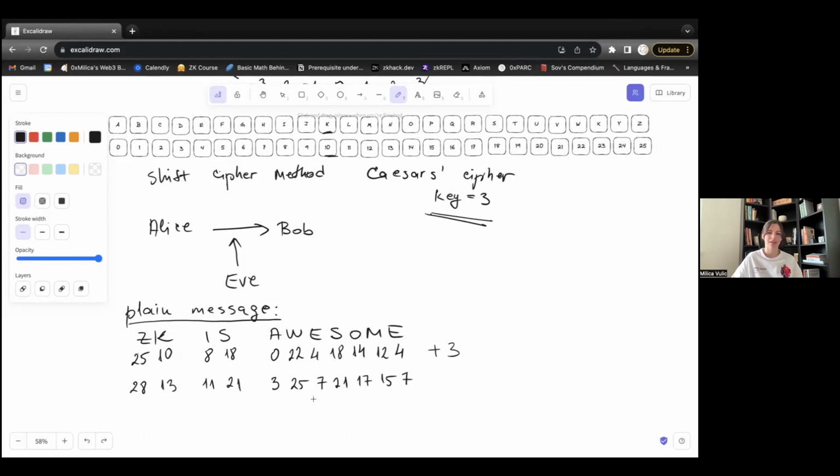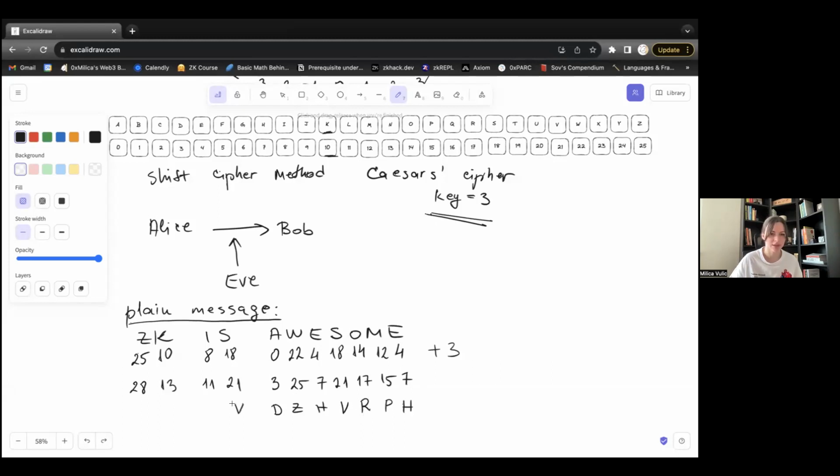Okay. So if we try to go from the last one to the first one, even though that is not the rule, we'll end up with something that's completely unreadable. So here is, here is age. For 15, we have P. For 17, we have R. For 21, it's V. For 7, it's H. 25, of course, it's Z. For 3, it's D.